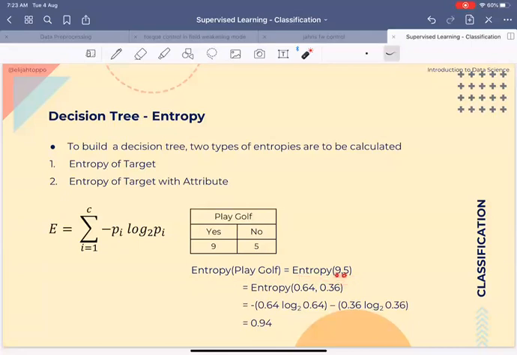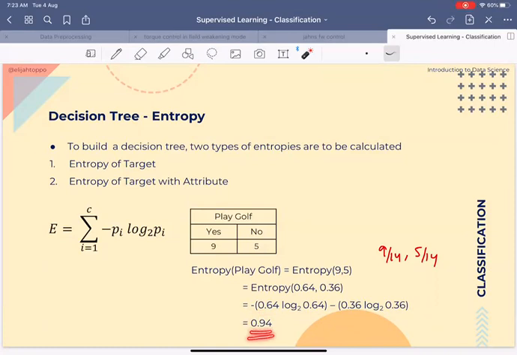So 9 and 5, if we convert that into probabilities, becomes 0.64 and 0.36. 0.64 is basically 9 by 14 and then 5 by 14. So the entropy of these two terms would mean minus 0.64 log to the base 2 of 0.64, minus 0.36 log to the base 2 of 0.36. When you evaluate this, you get the number as 0.94.